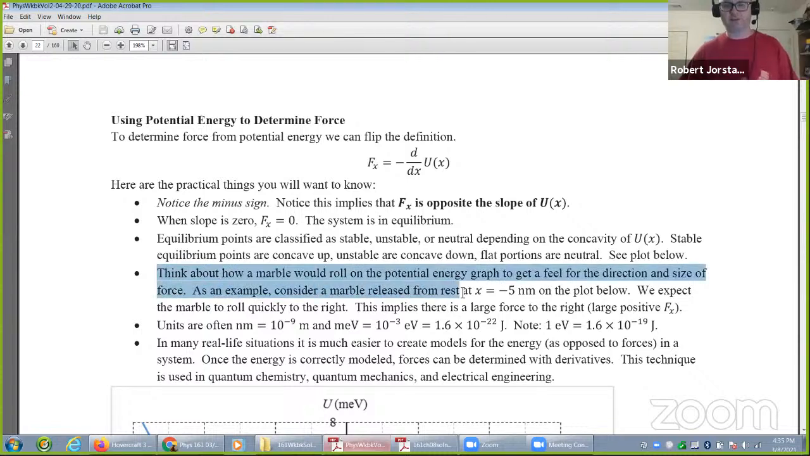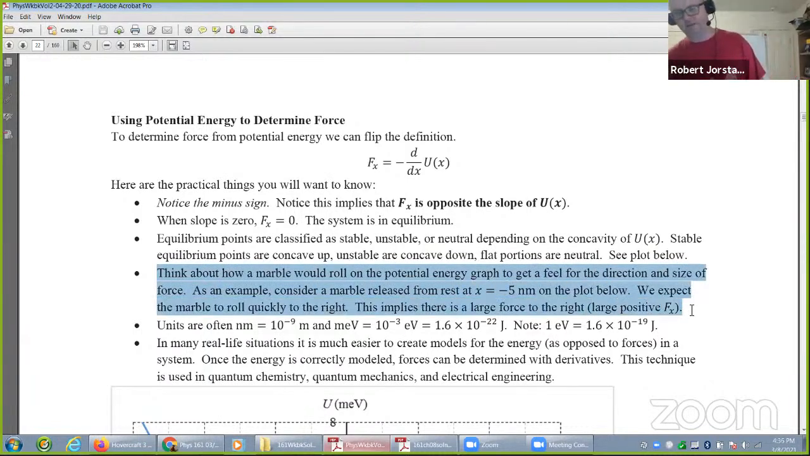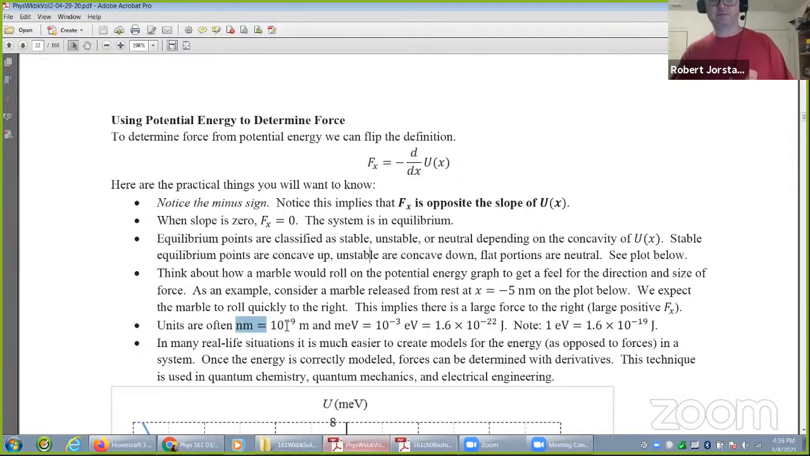There's that marble analogy. You're going to keep hearing me harp on that a little bit, where I talk about, okay, which way would the marble roll? Does this marble tend to roll towards the right side of the graph or the left? That'll explain which way it moves. The steeper the slope, the faster it would roll, the larger the force in that direction. Units. We've got nanometers and we've got eVs. 1 eV is this. And then oftentimes the units used for these energies in real life problems might be MeV. When I say real life, I'm thinking about chemistry, quantum mechanics, electrical engineering. Those are common units, milli-electron volts.